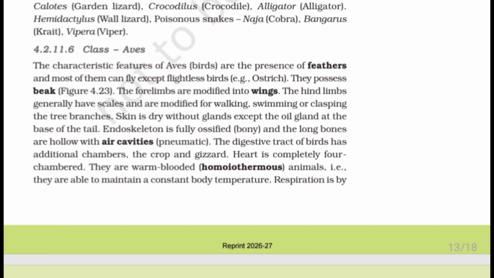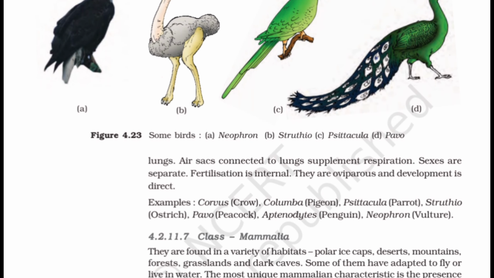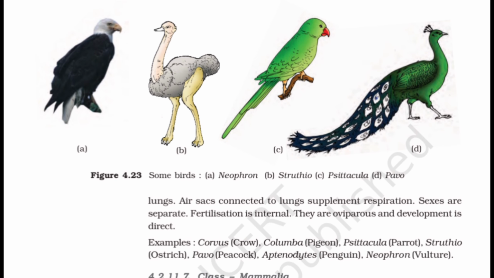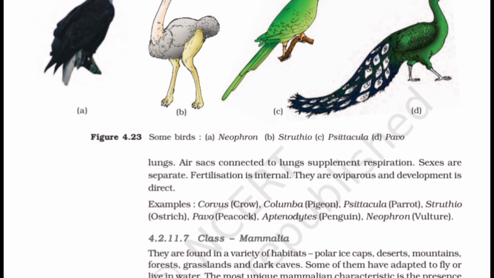The digestive tract of birds has additional chambers, the crop and gizzard. The heart is completely four-chambered. They are warm-blooded, homeothermous animals, that is, they are able to maintain a constant body temperature. Respiration is by lungs. Air sacs connected to the lungs supplement respiration. Sexes are separate. Fertilization is internal and they are oviparous and development is direct. Examples: Corvus crow, Columba pigeon, Psittacula parrot, Struthio ostrich, Pavo peacock, Aptenodytes penguin, and the last one Neophron vulture.